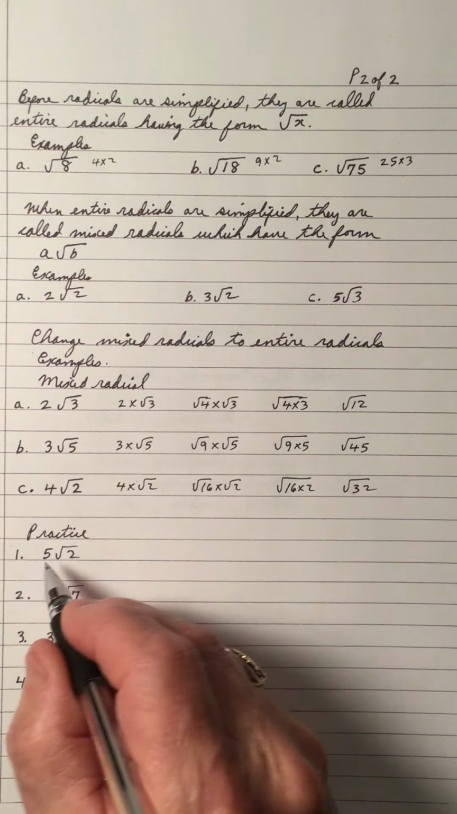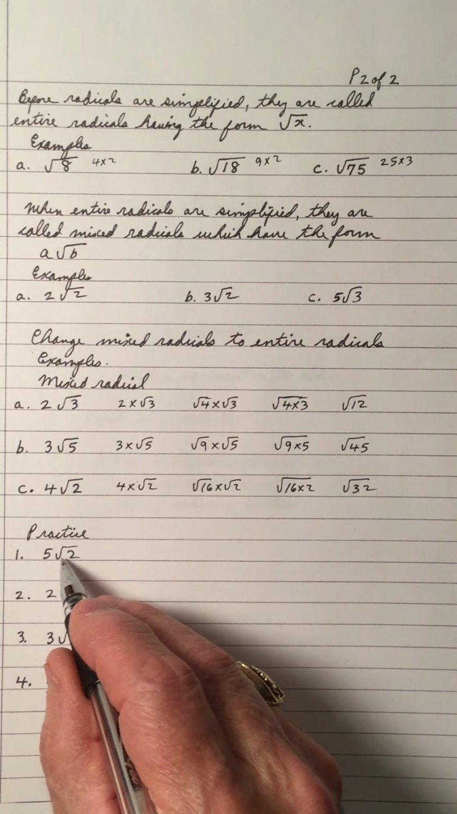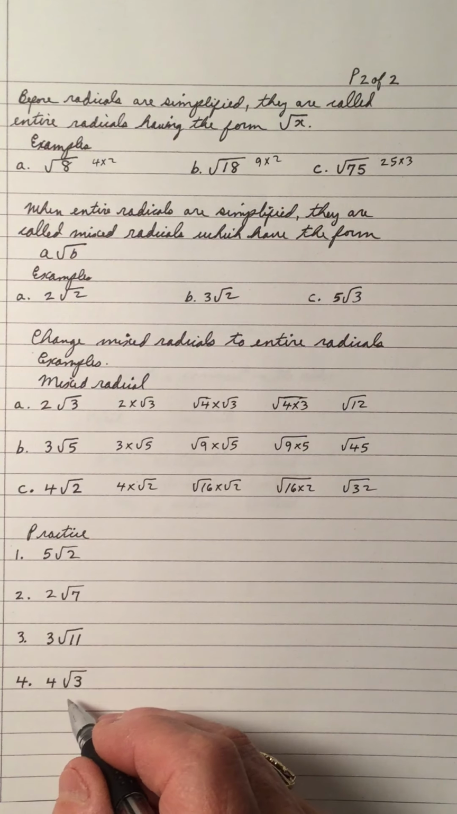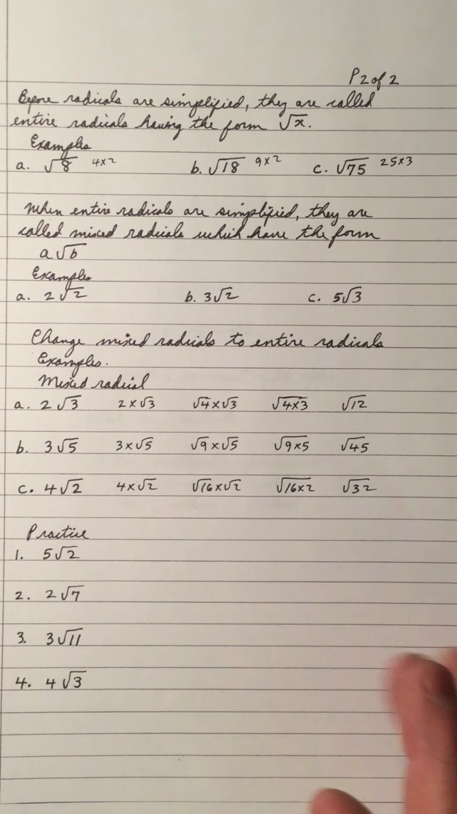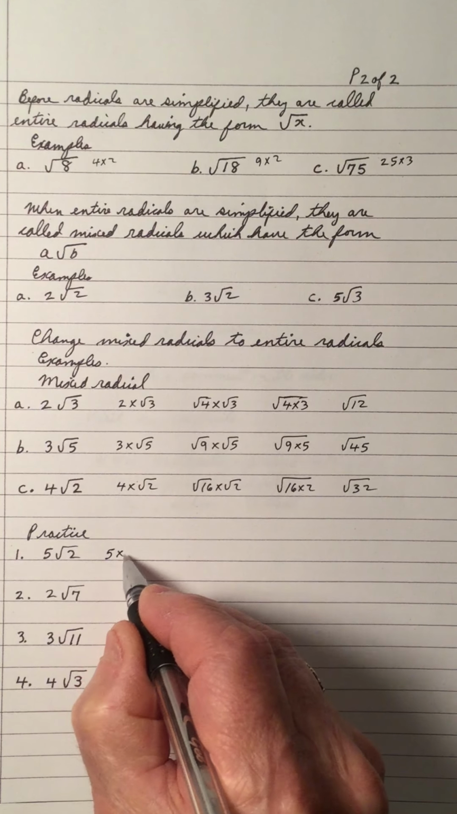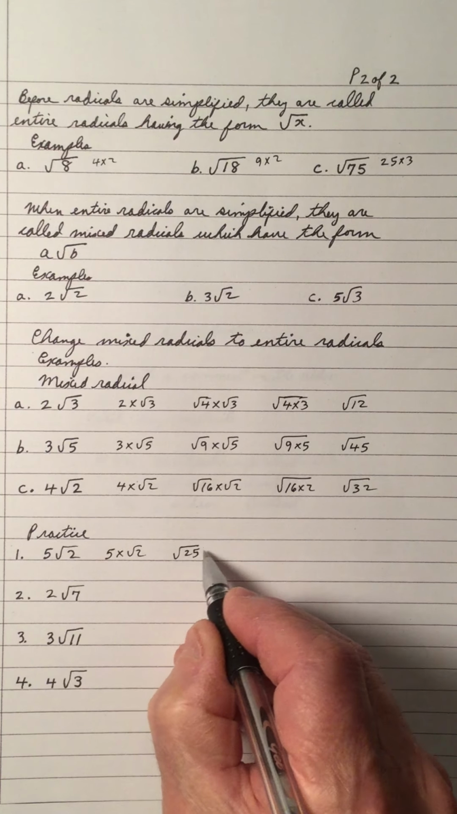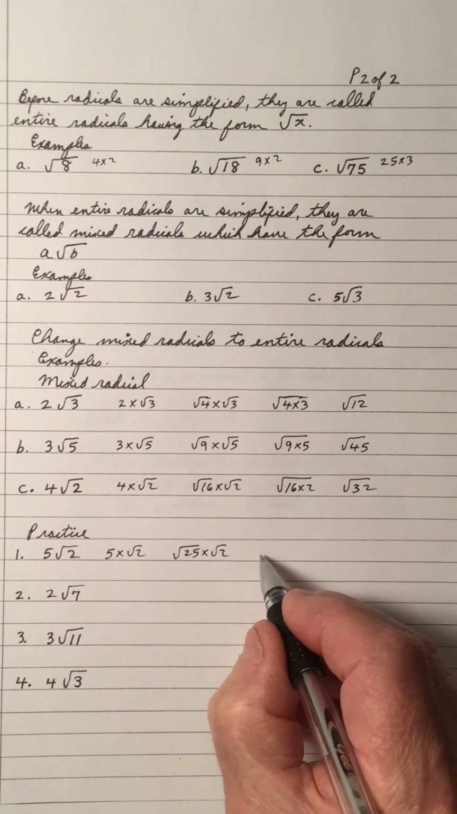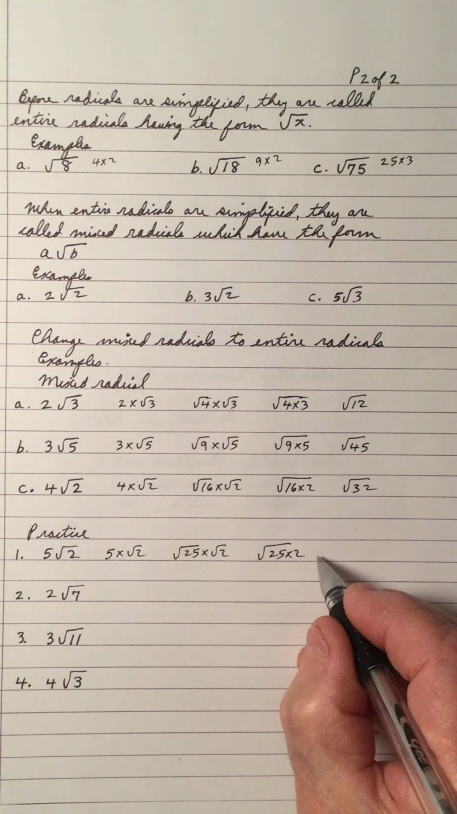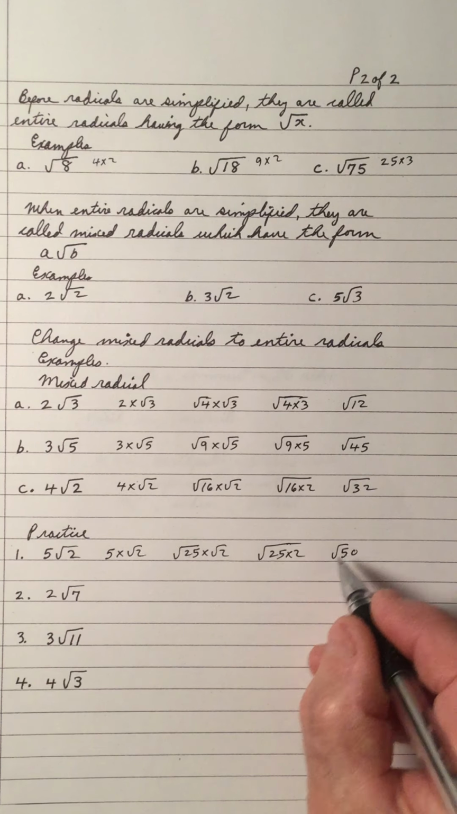So, reversing the process, working backwards, express each mixed radical as an entire radical. You work the 4 of these out to see if you come up with the right answers. Here we go. 5 times root 2 is the same as the root of 25 times root 2, which is the root of 25 times 2 underneath the radical. And we have root 50.